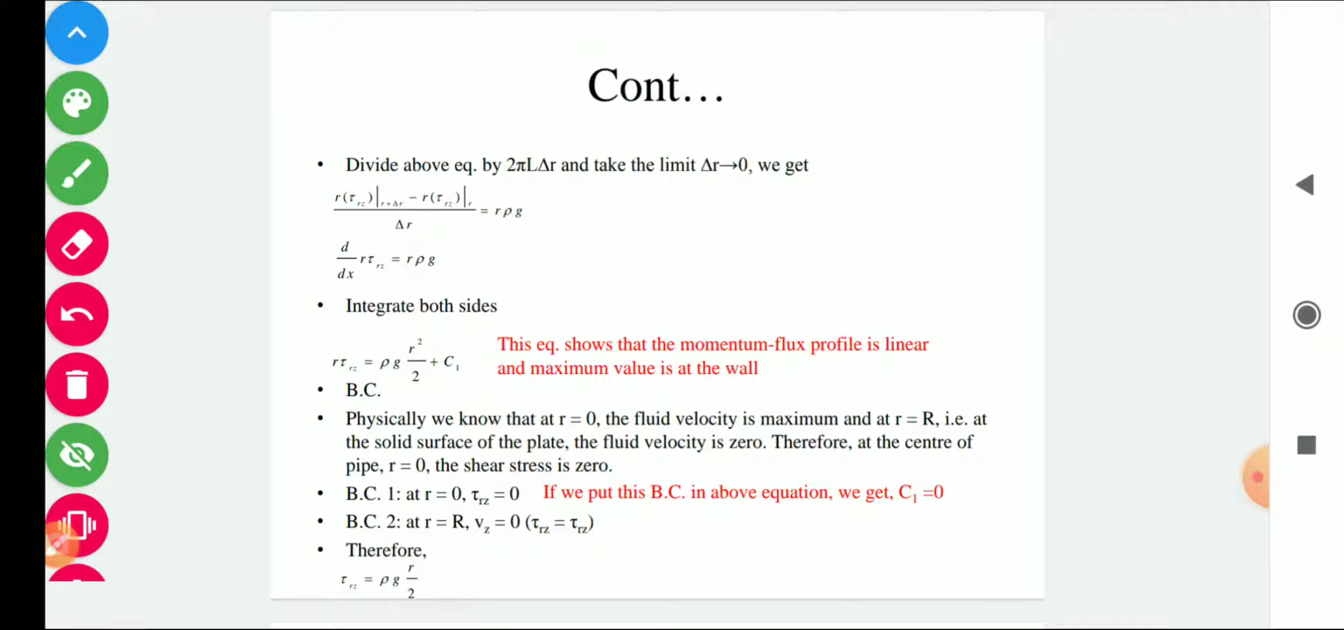Similarly, the second boundary condition is at r equal to capital R, which means at the solid surface of the pipe.